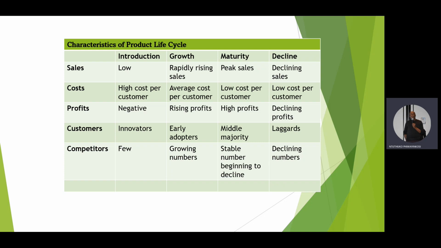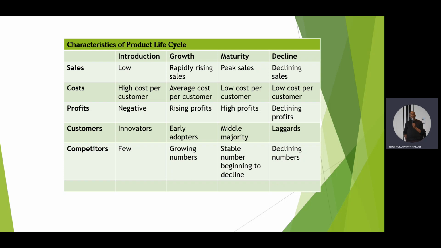Profits under introduction, there is negative profit. You are not making any profit. And then under growth, there is a rising profit. Under maturity, there is a high profit. Under decline, there is a declining profit.